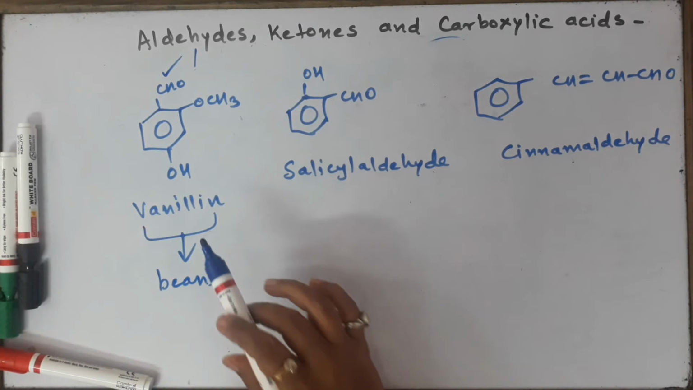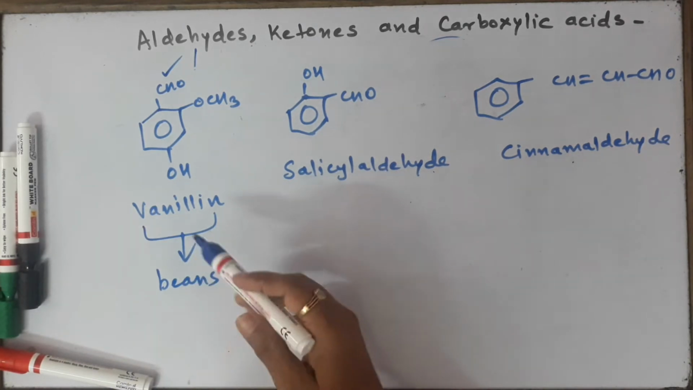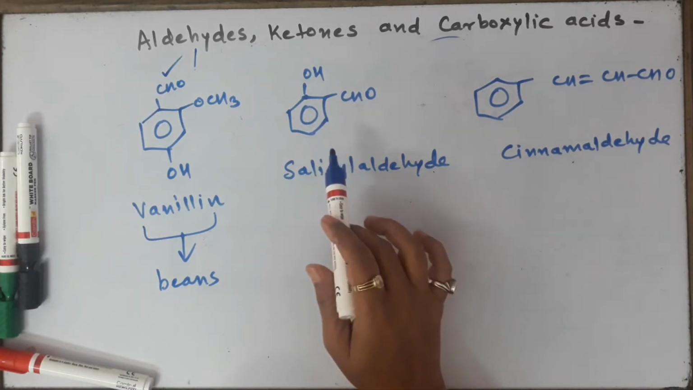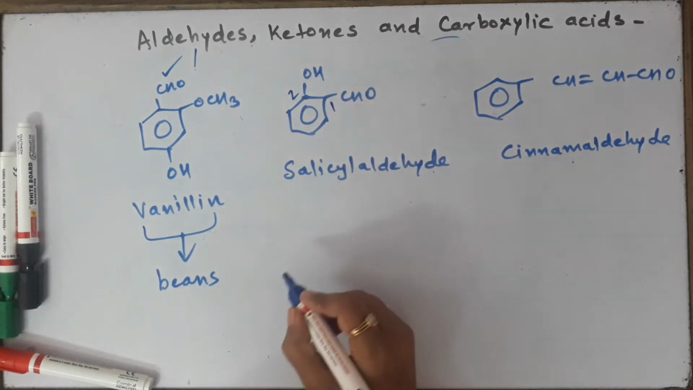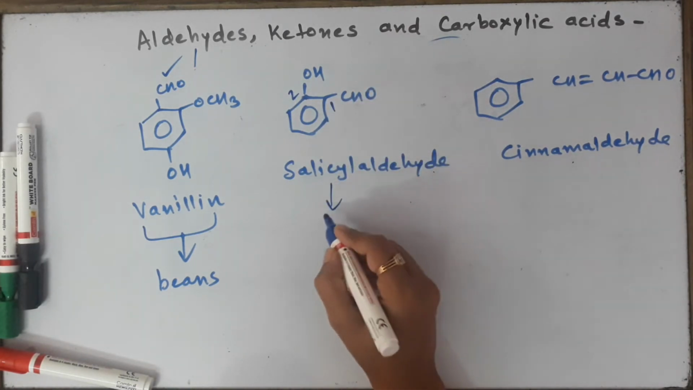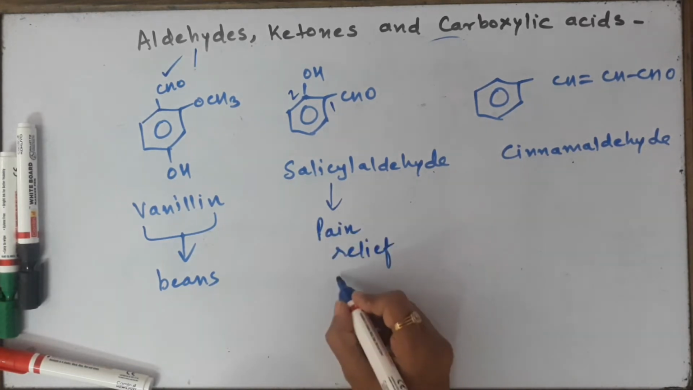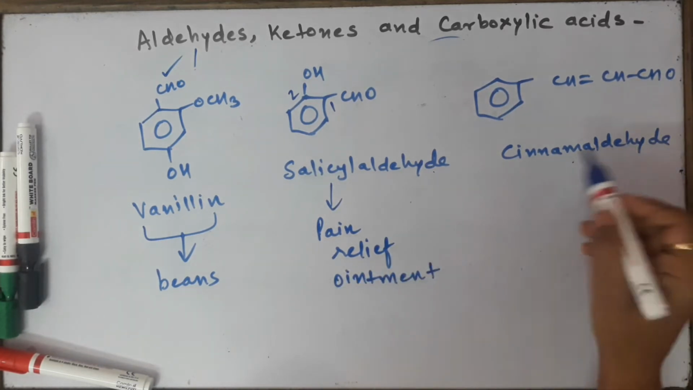Vanilla beans, as you know, are used as a flavoring agent in ice creams, cakes, etc. Salicylaldehyde is the second most important compound for an exam, which is 2-hydroxybenzaldehyde. You can see that the name will be 2-hydroxybenzaldehyde, and it is one of the important components of pain relief ointments. So as you can see, they have a lot of importance in our daily life. That is why we are studying this chapter.